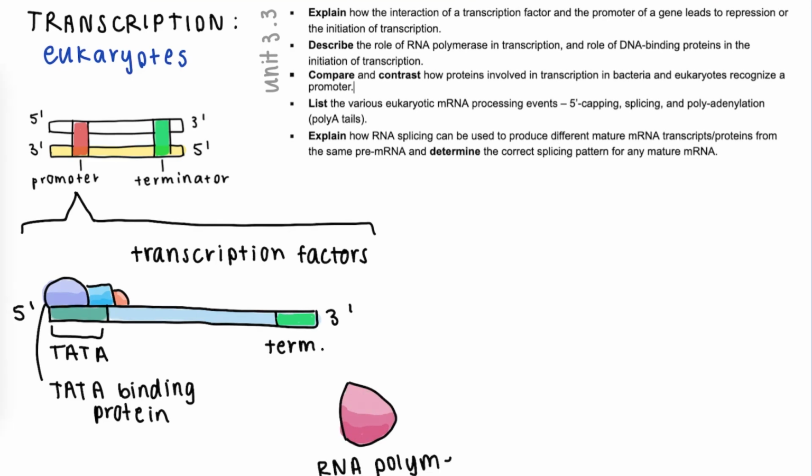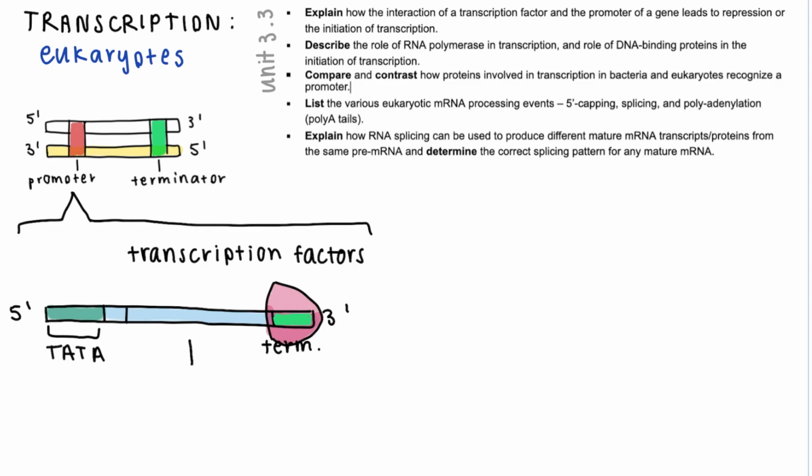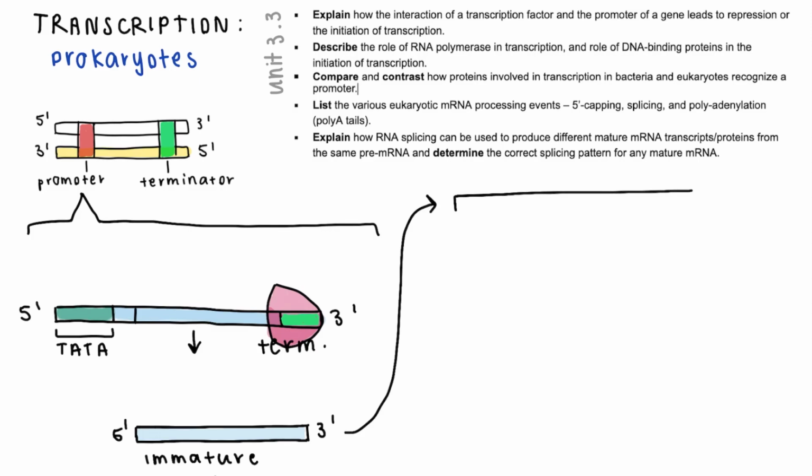Even though it binds to the promoter, the sequence that makes up the promoter is not part of the mRNA transcript. The DNA molecule here actually represents both strands, so the directionality I put of 5' to 3' is just meant to represent the directionality of the resulting immature mRNA.